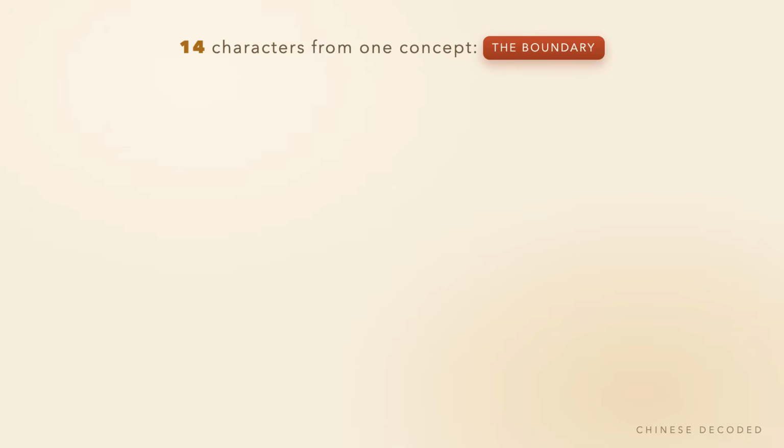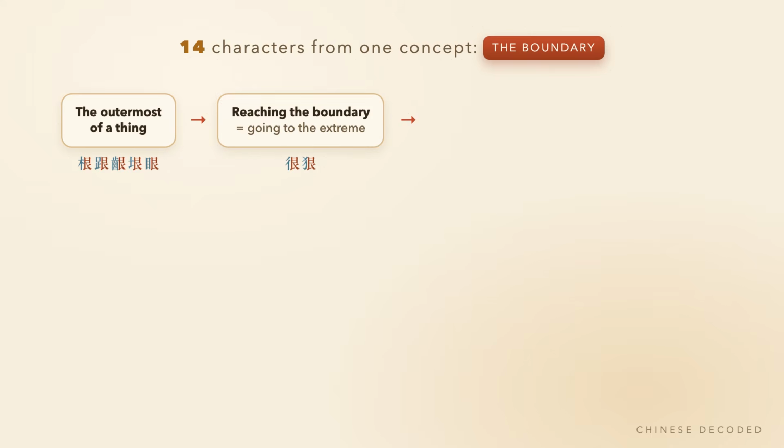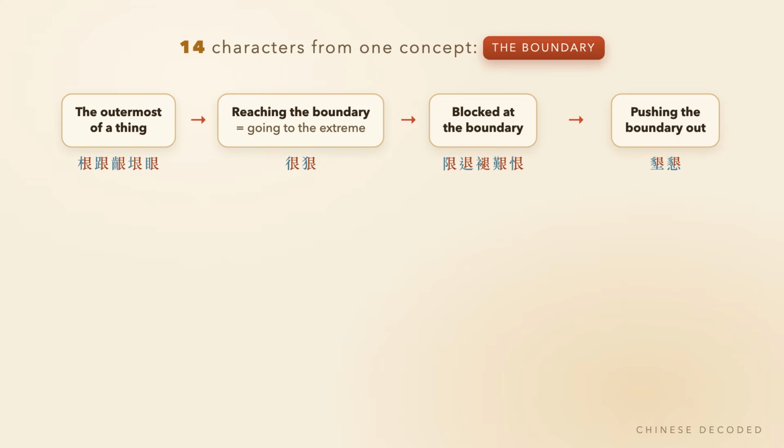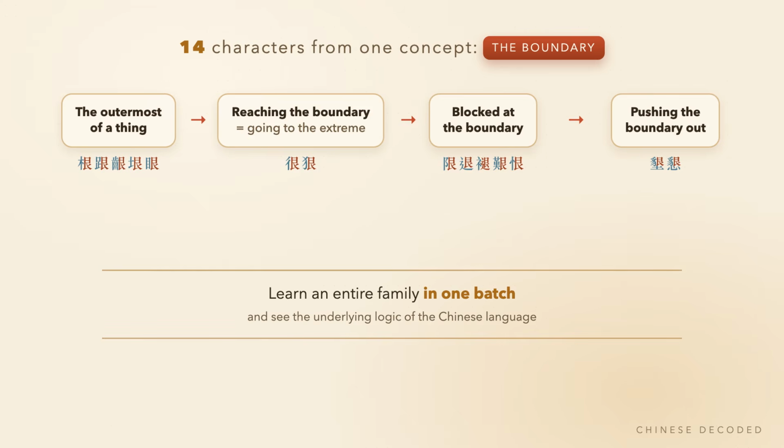And there you have it. 14 characters deriving their meaning from the concept of the boundary, from the outermost of a thing to reaching the boundary, to being blocked at the boundary, and to pushing the boundary out. Learning Chinese characters this way not only helps you learn more than a dozen characters in a single batch, it also helps you understand the underlying logic of the Chinese language.